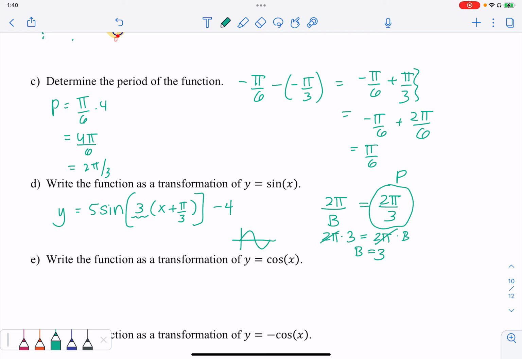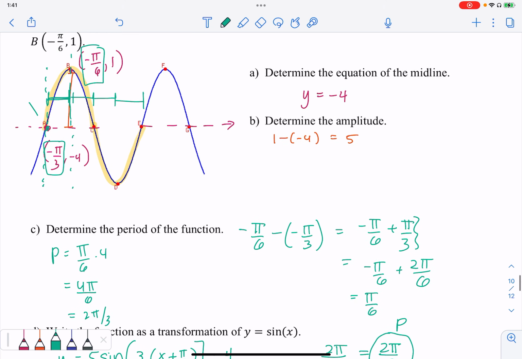Now, could I also write this as a cosine function? I can. Notice that a lot of the pieces are going to be the same. I'm still going to have the amplitude of 5. I'm going to have my cosine. The inside here, I still have the same b, 3. The shift is going to be different, and the midline is still minus 4. So really, you're writing the same thing, but just the shift is going to be different. I'll show you how. Go back up here.